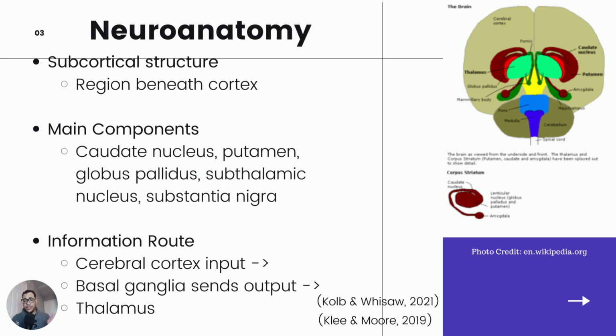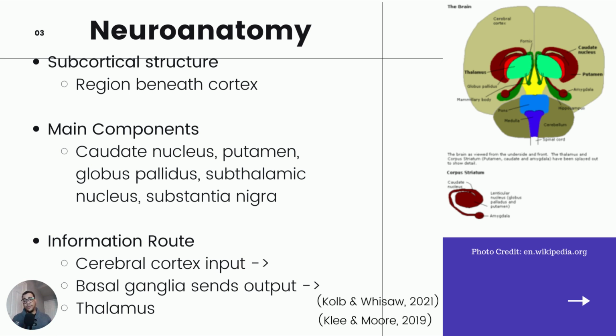The main components you can see to the right, color-coded. The caudate nucleus is maroon, as well as the putamen. Once again, these are bilateral. You can see they're on both sides of the brain. The globus pallidus is bright red. The subthalamic nucleus and the substantia nigra are not identified in the picture, but they would be in the dark green and the yellow areas.